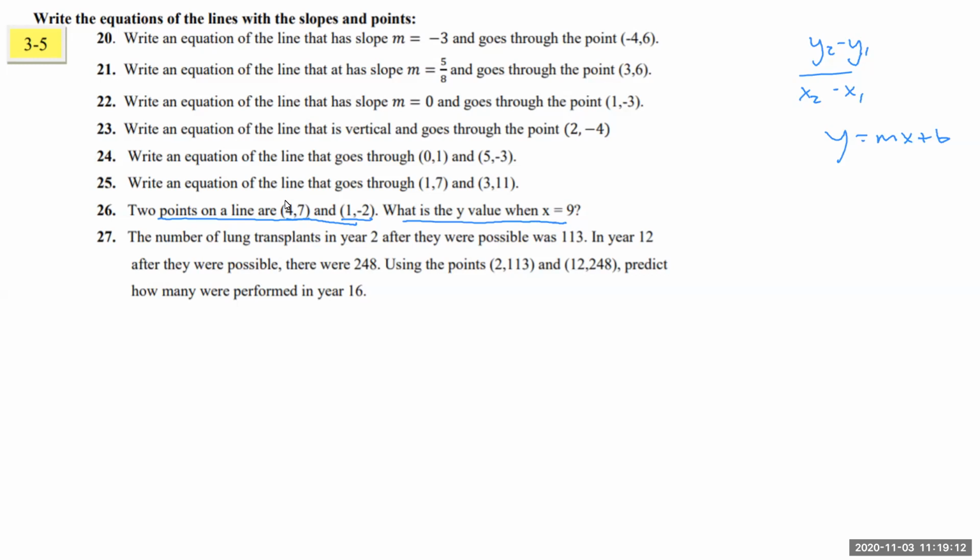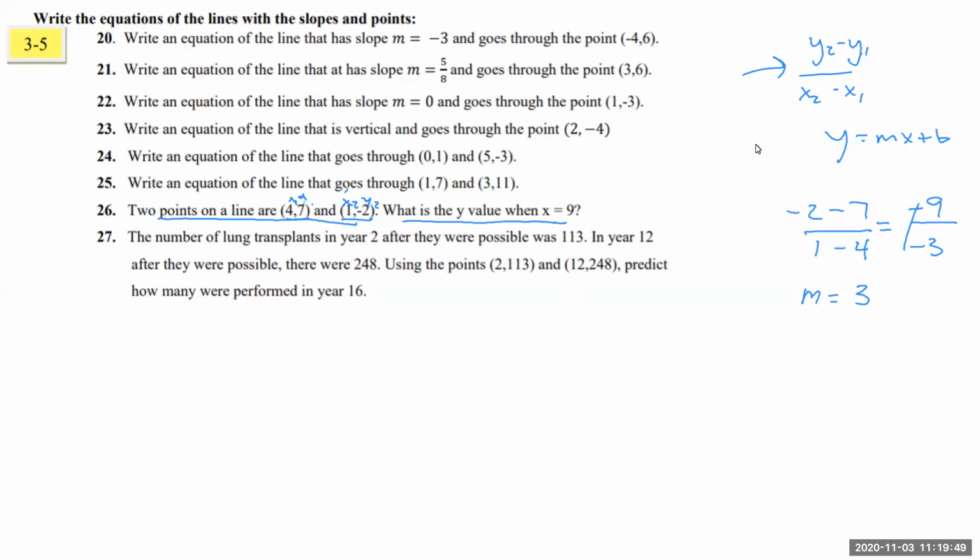So to do this, I'm going to go ahead and label these points: x1, y1, and then x2, y2. Okay, so then plugging it into this equation here, we have -2 minus 7 on top, and then on the bottom, we have 1 minus 4. So then what we're going to come out with is -9 on top and -3 on the bottom. When we divide that out, it's just going to give us 3. So our m is 3 for 26.